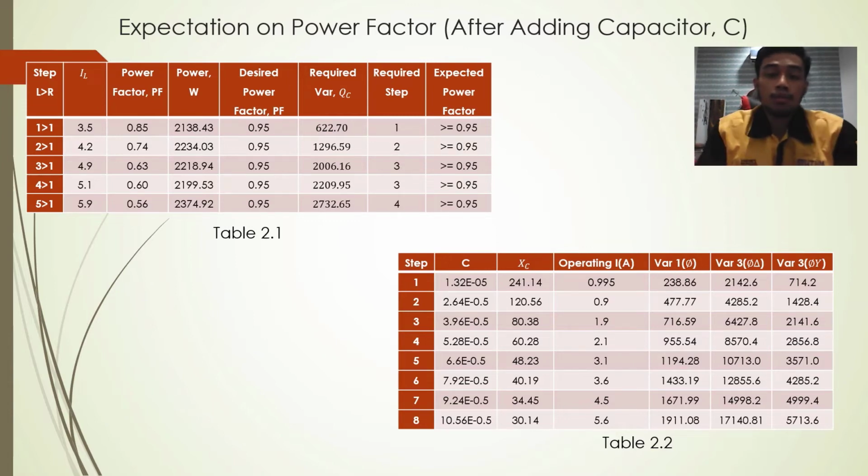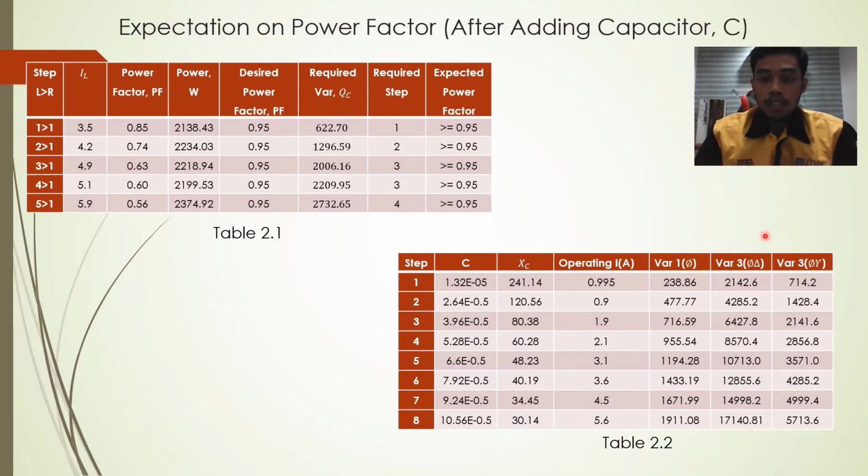I will continue my part on presenting the expectation on power factor after we add the capacitor. In order to know the expectation of the power factor, we need to do several steps to know the value of the capacitor. The first step is to find the power for each step here, and then we need to find the required VAR.